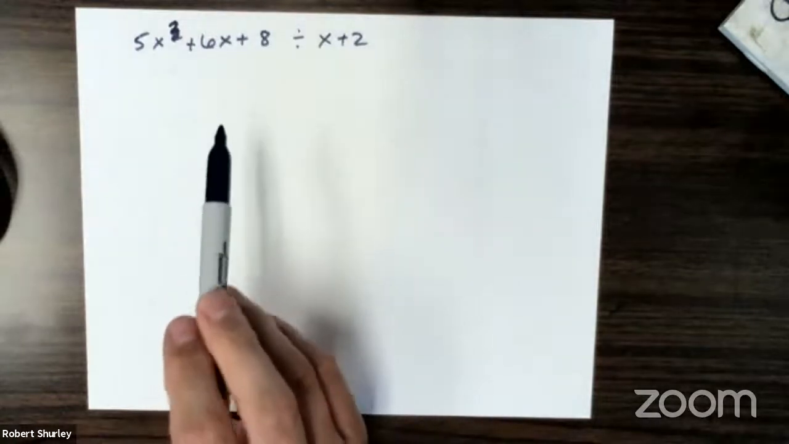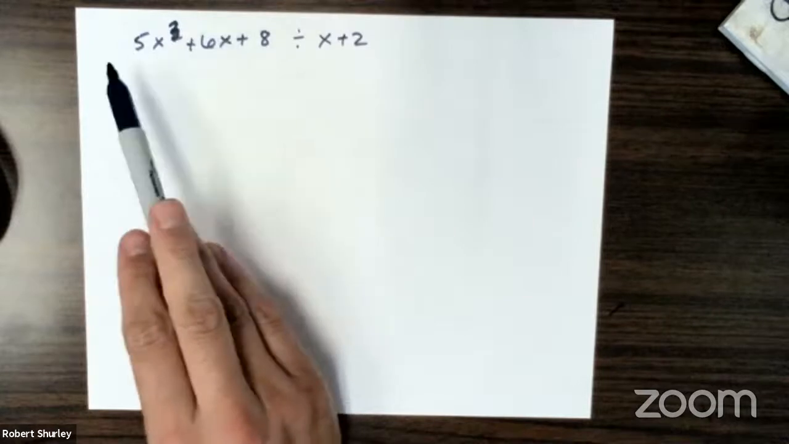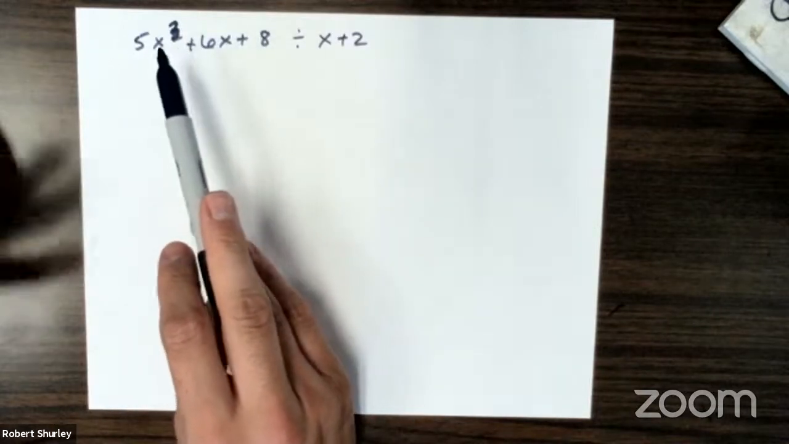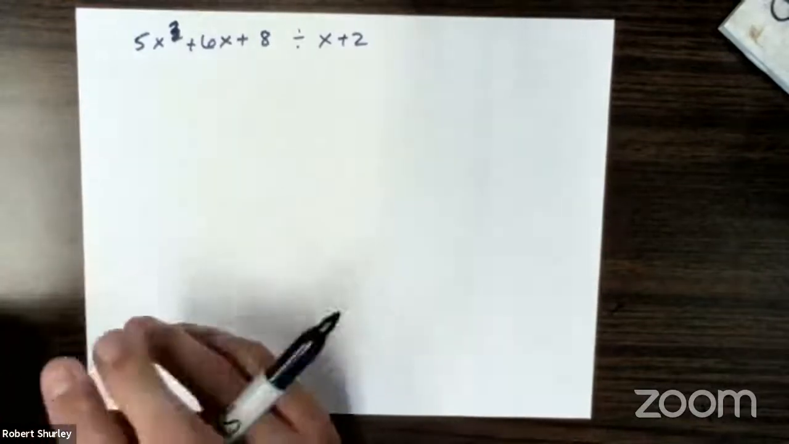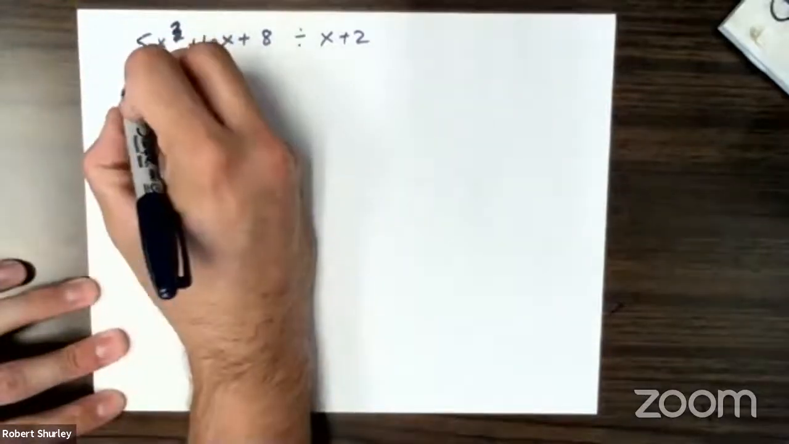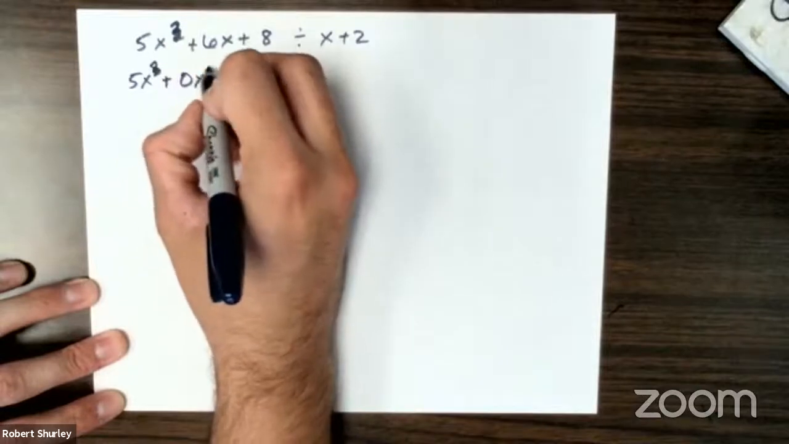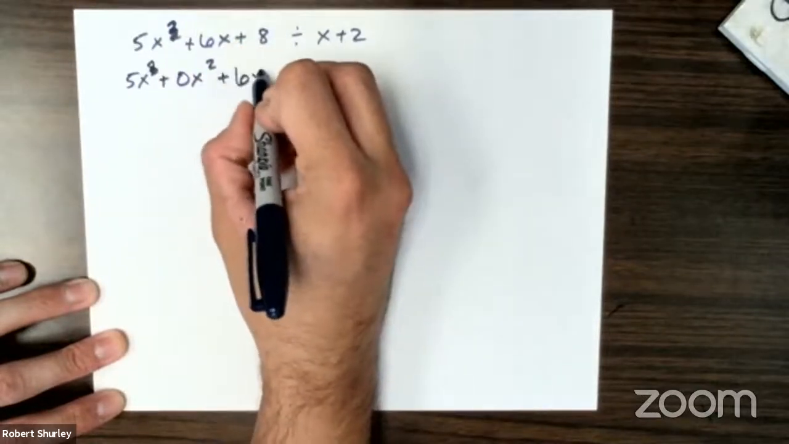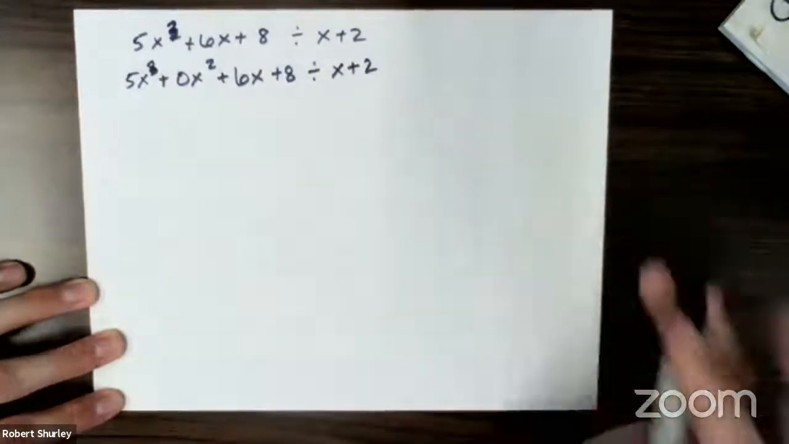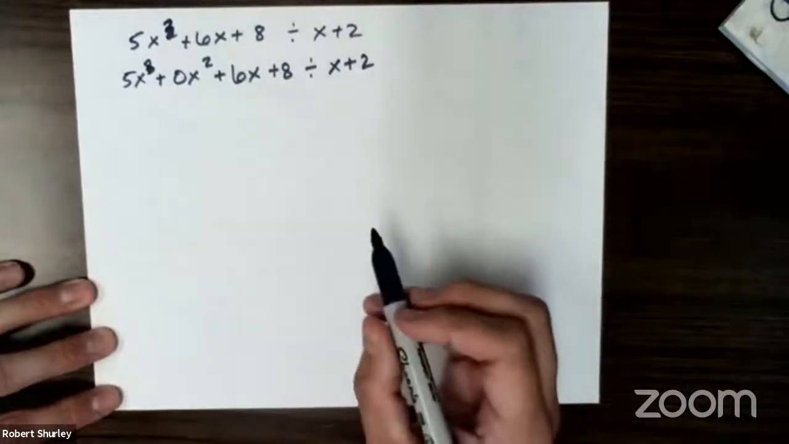Now here's the thing. We have a missing term here. Since this is a cubed and this is an x, now it's descending, right? There's no x squared term. And if we use synthetic division, we have to have a spot for that squared term. So you need to think of this as 5x cubed plus 0x squared plus 6x plus 8 divided by x plus 2. So this is descending with a missing term, okay?